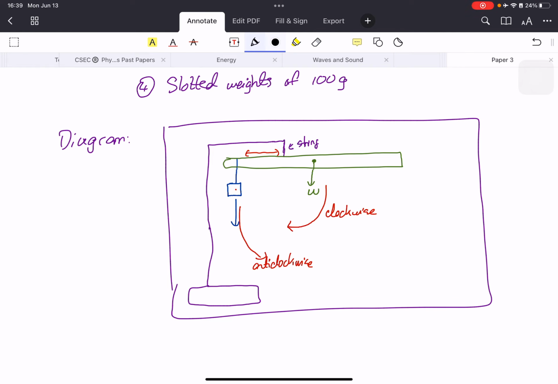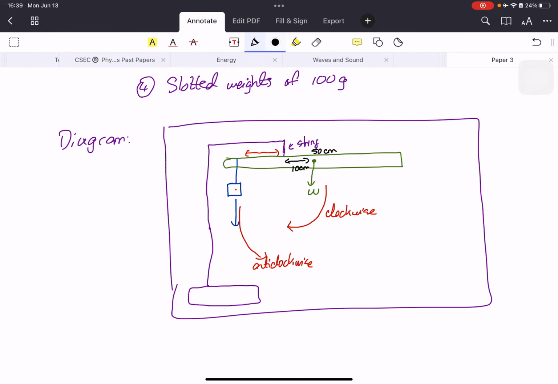So to find the moment for the weight, we take the W, which we don't know, and we multiply it by the distance from the 50 cm mark. Remember, the center of the ruler will be the 50 cm mark in a meter rule. And we measure the distance from the string to the 50 cm mark. So let's pretend this was like 10 cm there. And now we need to take the moment about the weight.